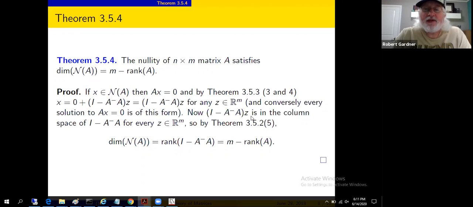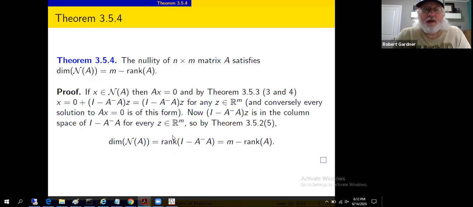Then look at I minus the product, times vector z. What you're getting, if you multiply these out, is linear combinations of the columns of the coefficient matrix, the matrix I minus generalized inverse times A. That's what these are as z varies. So that's what you're getting out for all z.